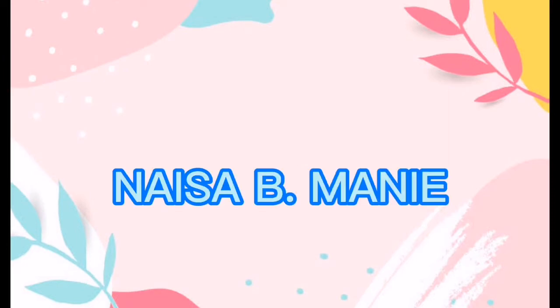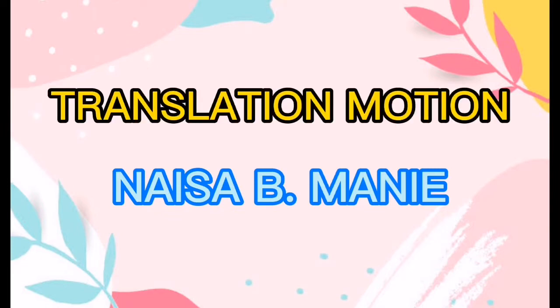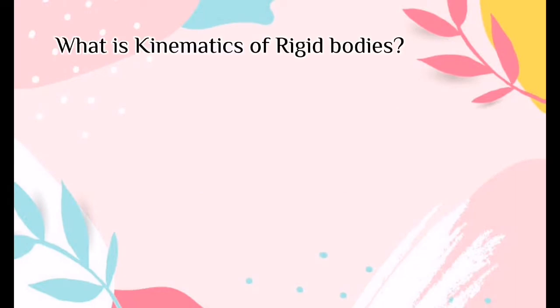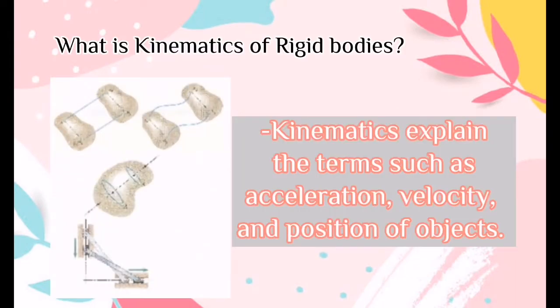I am Naisa Mani and the assigned topic for me is translation, which is one of the classifications of rigid body motions of kinematics of rigid bodies. So first, what is kinematics of rigid bodies? Kinematics of rigid bodies explains the terms such as acceleration, velocity, and position of objects.